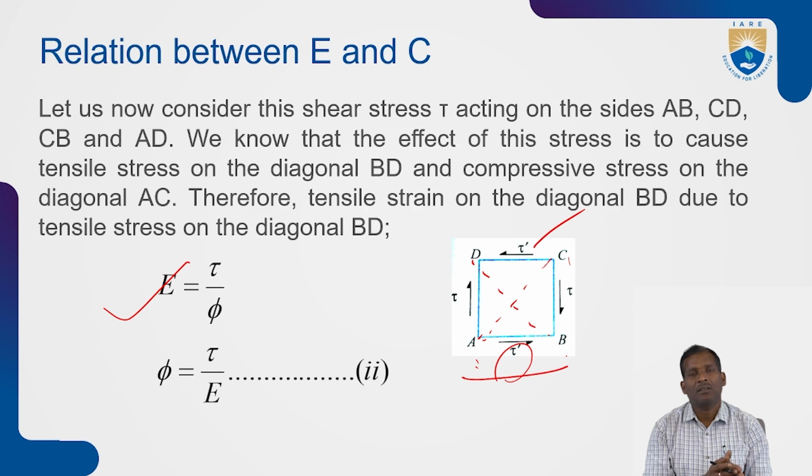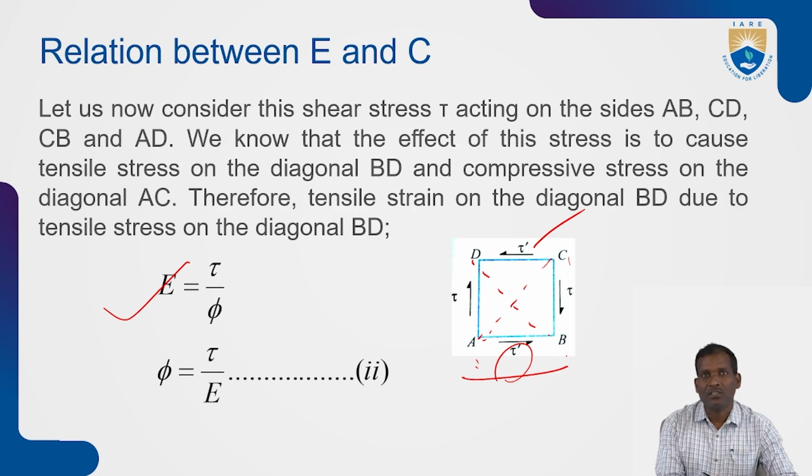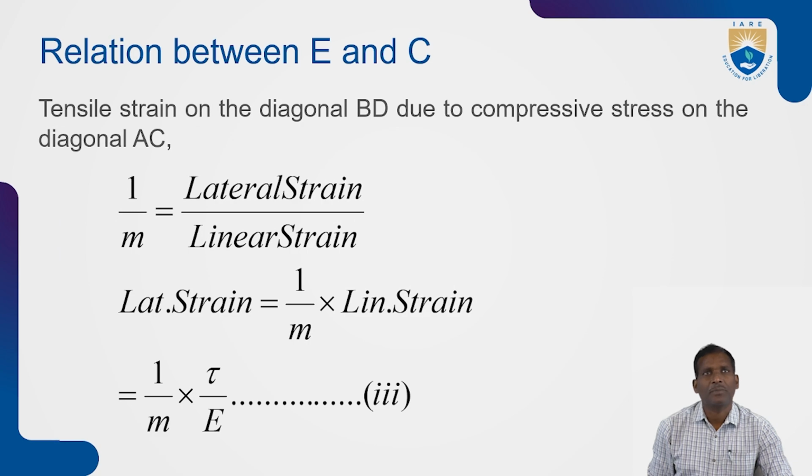So, due to the applied shear stress, the diagonal BD elongated and the diagonal AC shortened. So, that's why you can write E is equal to shear stress upon shear strain. So, now the shear strain is equal to tau by E, the second equation.